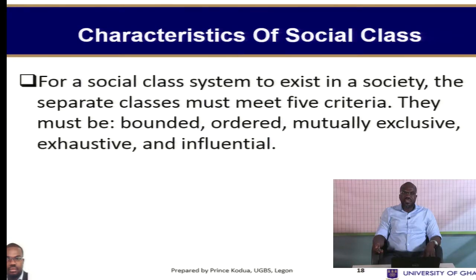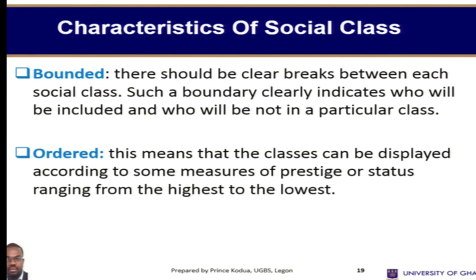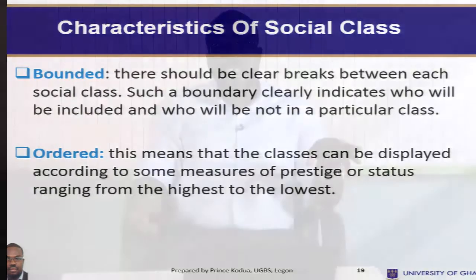For a social class to be determined, five criteria must exist. In other words, it must be bounded, it must be ordered, it must be mutually exclusive, it must be exhaustive and influential. Let's look at what we mean. Bounded. What do we mean by bounded? It should be possible for us to make clear breaks between each social class. There should be something to make us say that this is a lower social class or this is a higher social class.